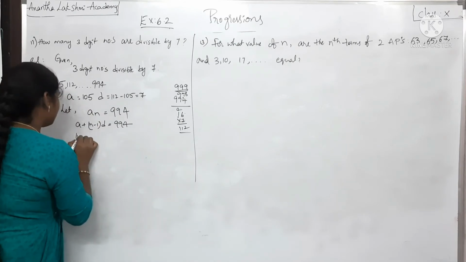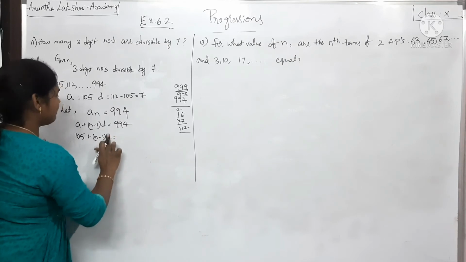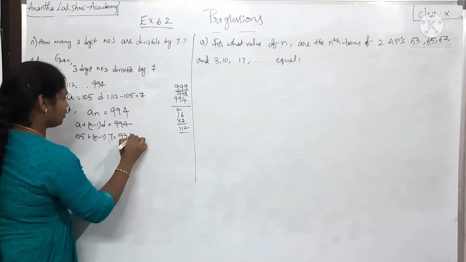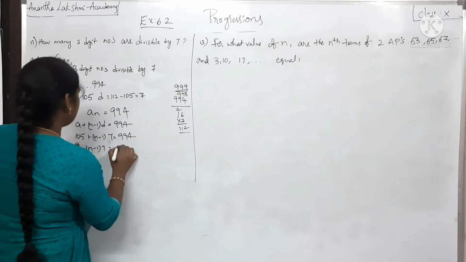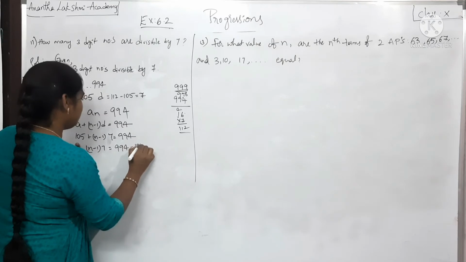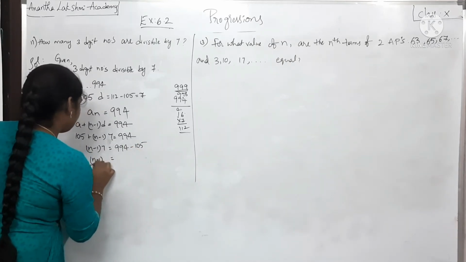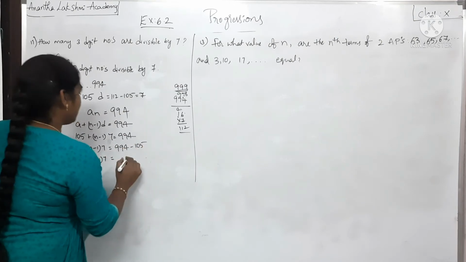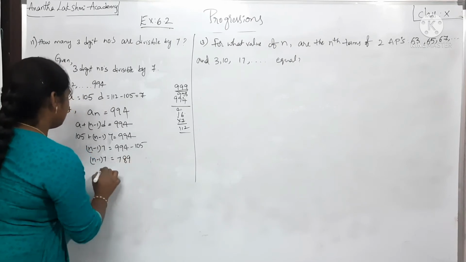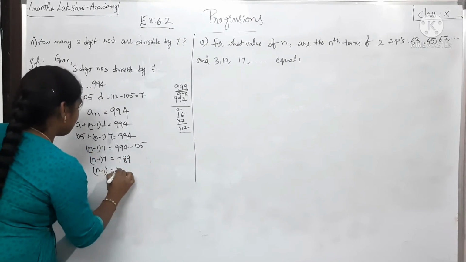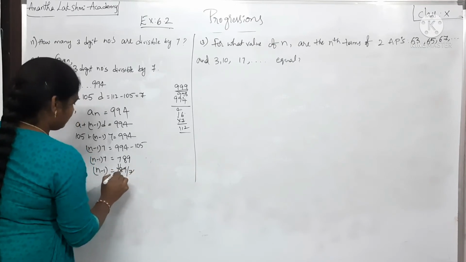A is 105, n minus 1 into d, d is 7, right? 994. So, n minus 1 into 7 is equal to 994 minus 105. If you do this subtraction, 14 minus 5 is 9, and this is going to be 8, 9 minus 1 is 7. n minus 1 is equal to 7, 8, 9 by 7.